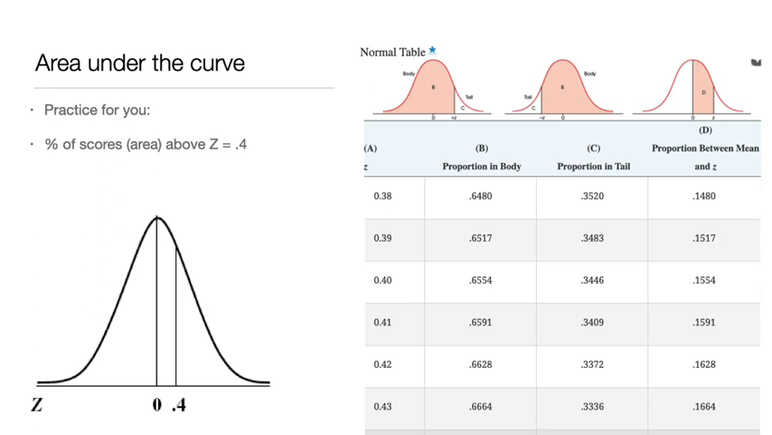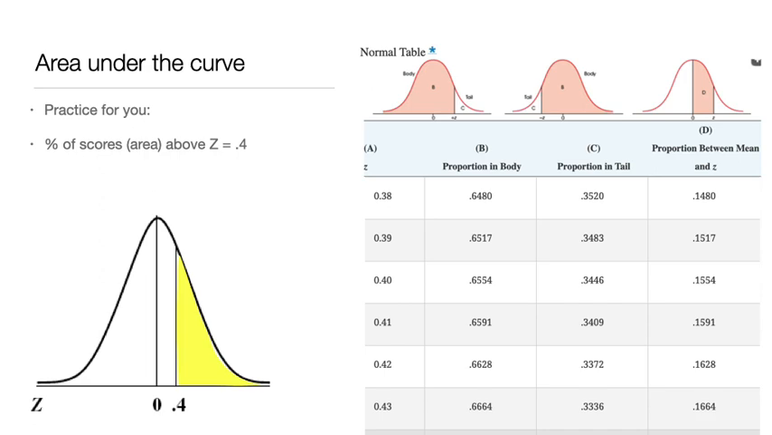So the next question asked you for the percent of scores or the area above a z-score of 0.4. So now we're not interested in the body. We're talking about above, so we're interested in the tail. Again, I highly, highly recommend you draw this out because it helps you get your bearings as to what we're asking for and what value you are. You always want to include that 0 on that distribution that you draw because again, it grounds it. It gives you where is plus, where is minus, where those things are.